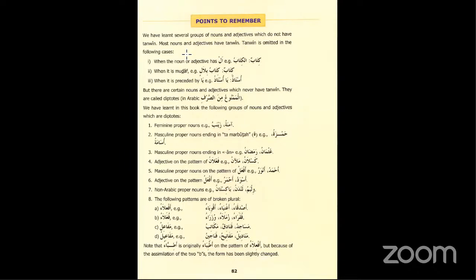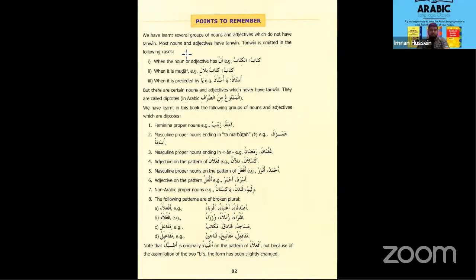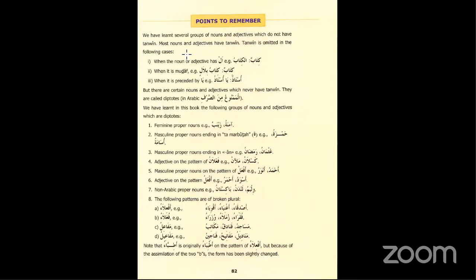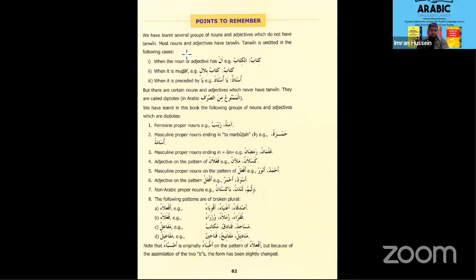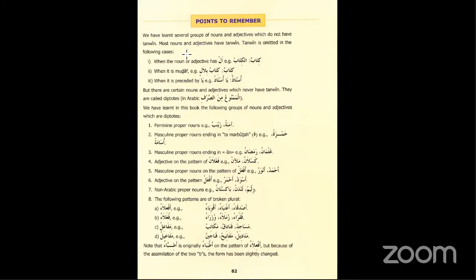3. Masculine proper nouns ending in an, e.g. Uthmanu, Ramadanu. 4. Adjectives on the pattern of fa'lanu, e.g. kaslanu and malanu. 5. Masculine proper nouns on the pattern of af'alu, e.g. ahmadu, anwaru. 6. Adjectives on the pattern af'alu, e.g. ahmaru, red, aswadu, black. So all colors, basically. Absolutely right. 7. Non-Arabic proper nouns, e.g. Williamu, Londonu, Pakistanu.